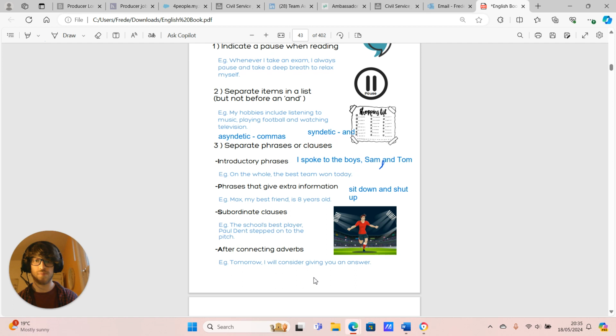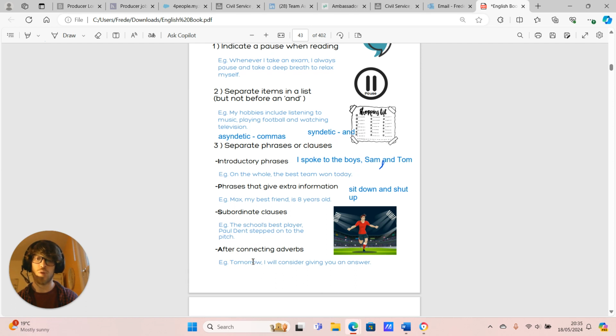Let's have a look at this bottom point here. Certain adverbs need a comma to follow them, right? Tomorrow, I will consider giving you an answer. The adverb in question is the word tomorrow. Tomorrow, comma, I will consider giving you an answer.